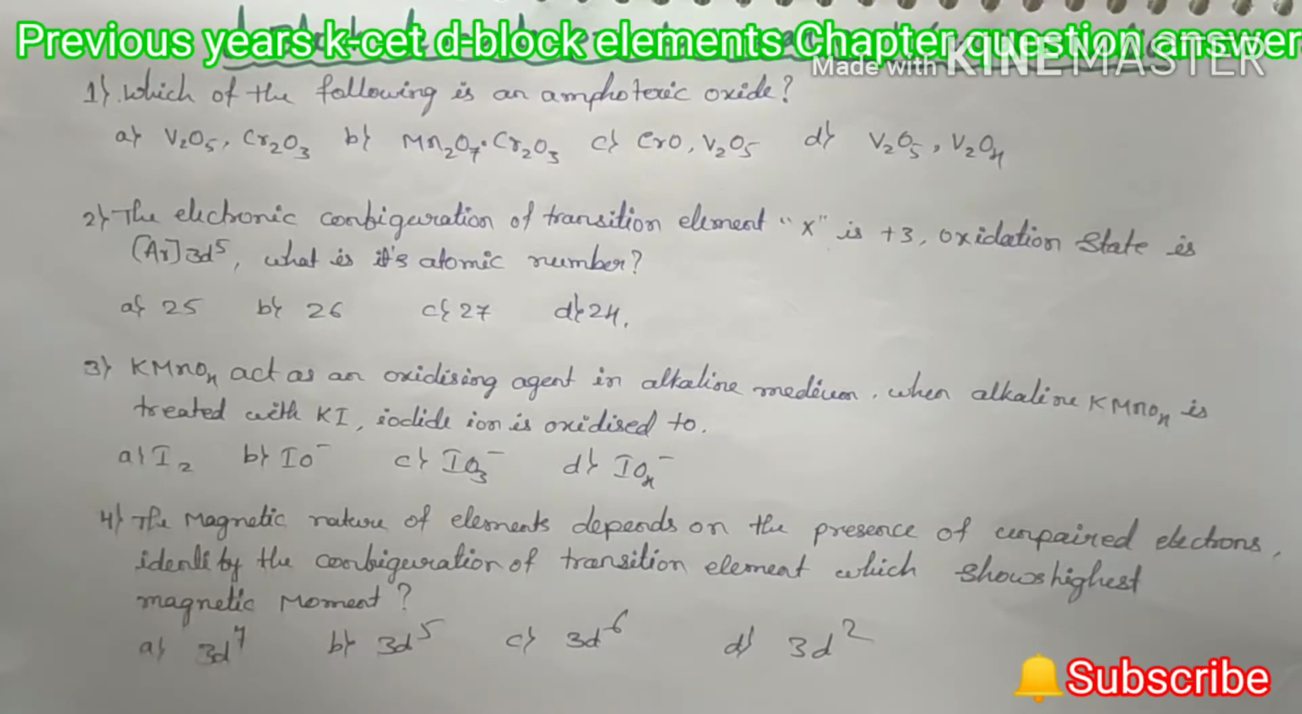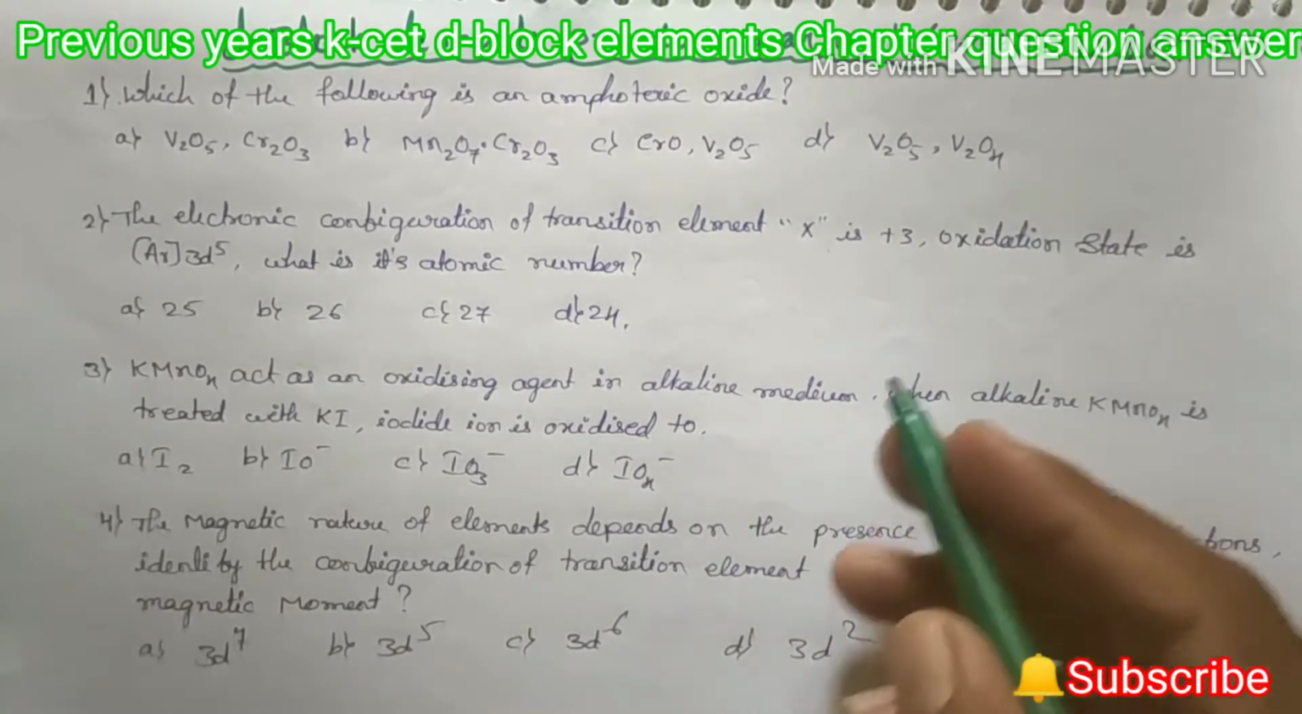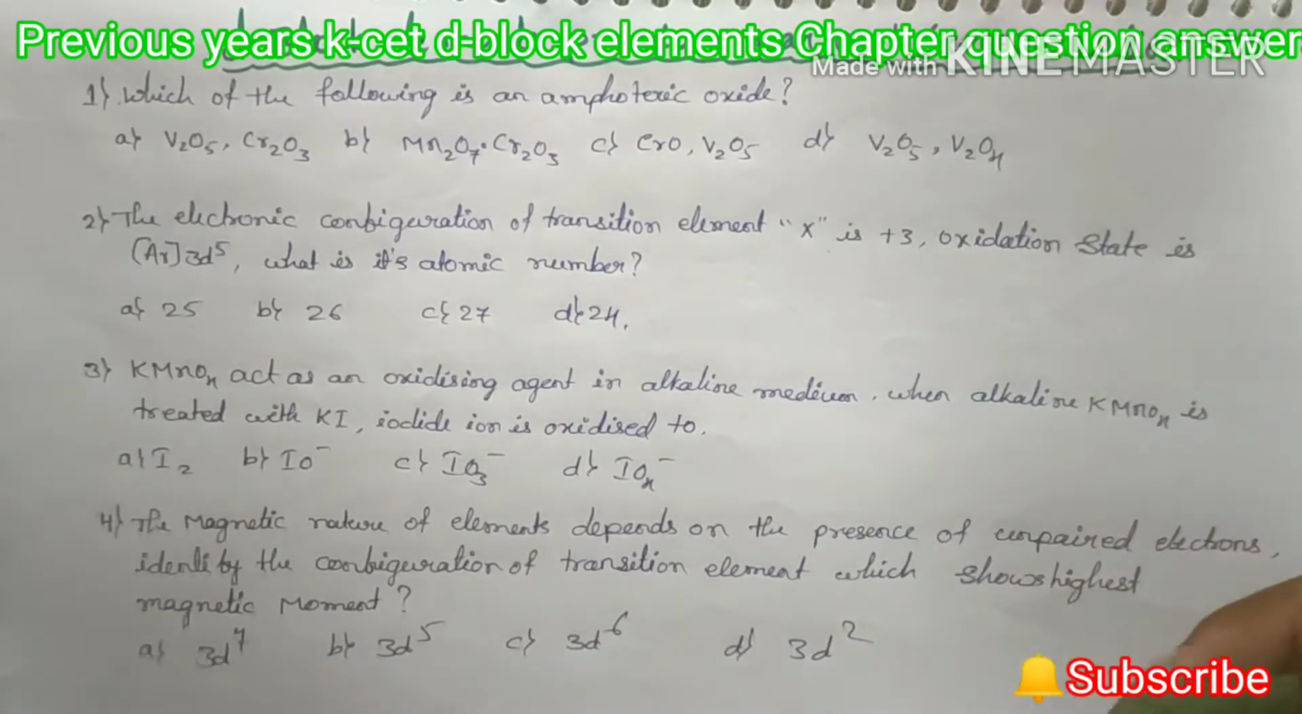That's why I plan to solve on pen and paper and give the tricks here only. If I write one question on my board and erase it, it will take more time. Within 15 or 20 minutes I will complete all the previous year questions of this D block element chapter.